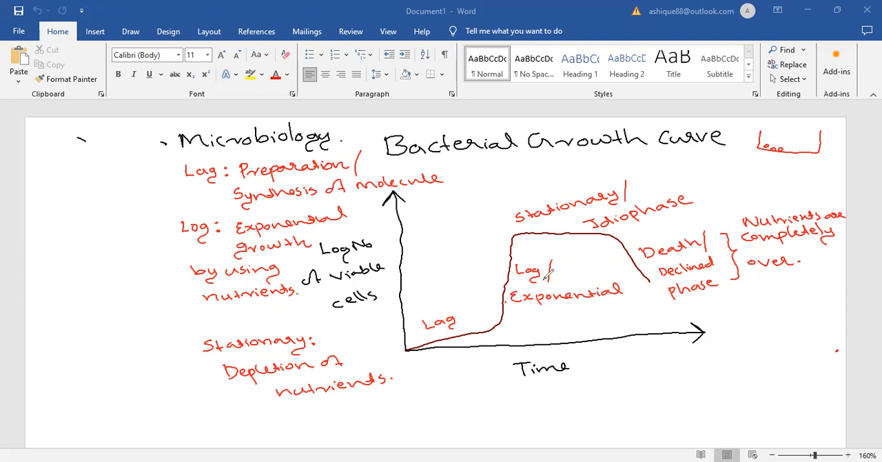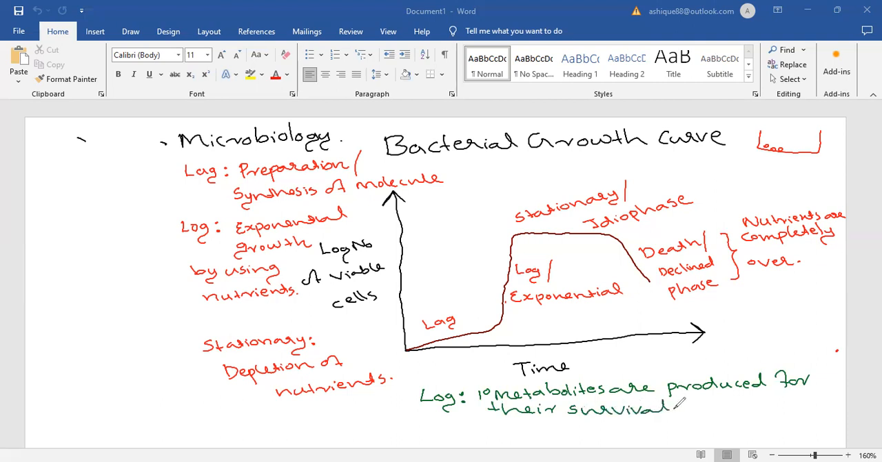During the log phase, when the bacteria are growing and multiplying, primary metabolites are produced. During log phase, you can see primary metabolites are produced for their survival. For the bacteria to survive, they require primary metabolites.